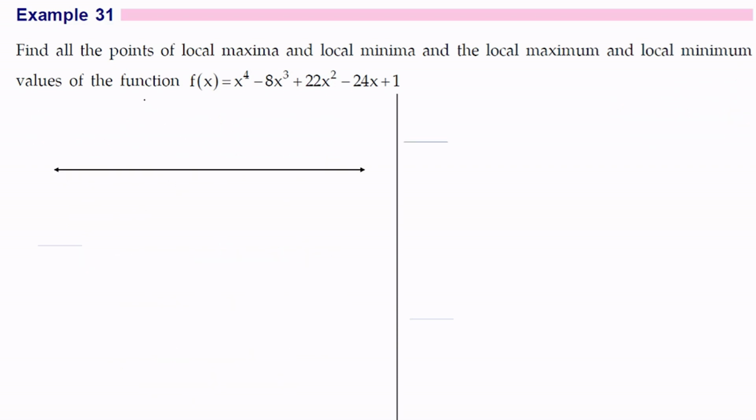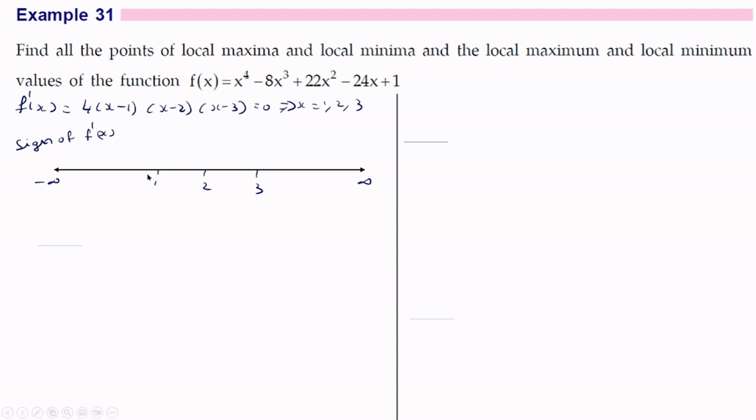So let me continue here. We got f dash of x as 4 into (x minus 1) into (x minus 2) into (x minus 3) equal to 0. So the critical points are x equal to 1, 2, 3. Let us find the sign of f dash of x on this number line. The various intervals are minus infinity to 1, then 1 to 2, then 2 to 3 and 3 to infinity. From minus infinity to 1, if we substitute any point, say 0, it is negative, negative, negative. So when we multiply all those, we get f dash of x less than 0 on this interval.